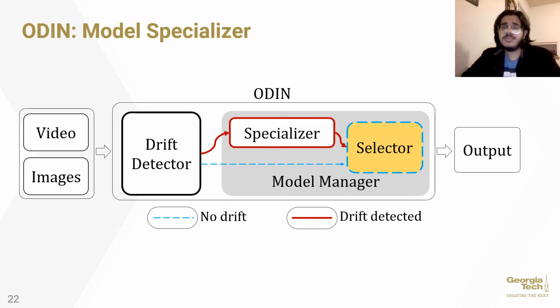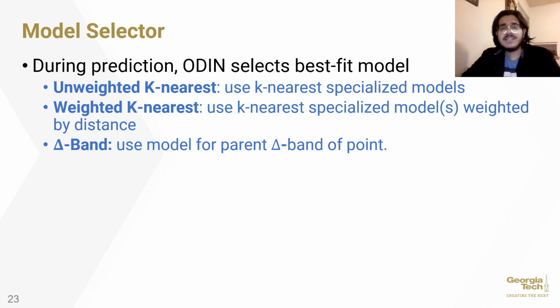During prediction, ODIN uses Model Selector to identify the best fit model for a point. Since each model is associated with a cluster, Model Selector is actually comparing a data point to a cluster or the cluster center. During our experiments, we tried 3 model selection policies. The unweighted KNN method uses k-nearest specialized models based on distance to the cluster centers. The weighted KNN also uses k-nearest models, but weights them on their distance to the data point. The delta band selection policy checks which delta band the data point fits in. It then uses that cluster's model.